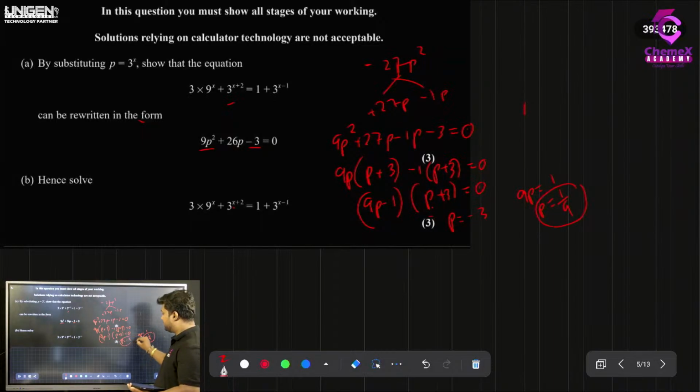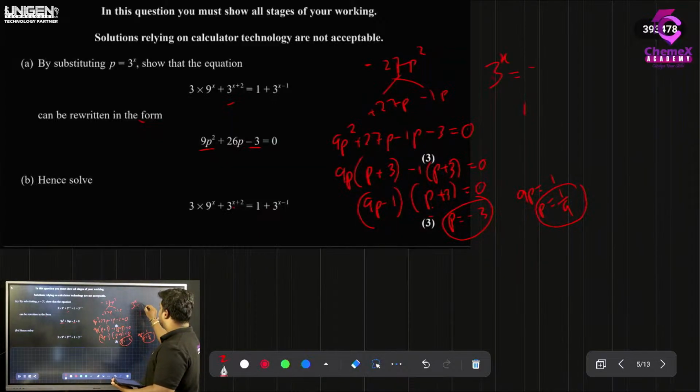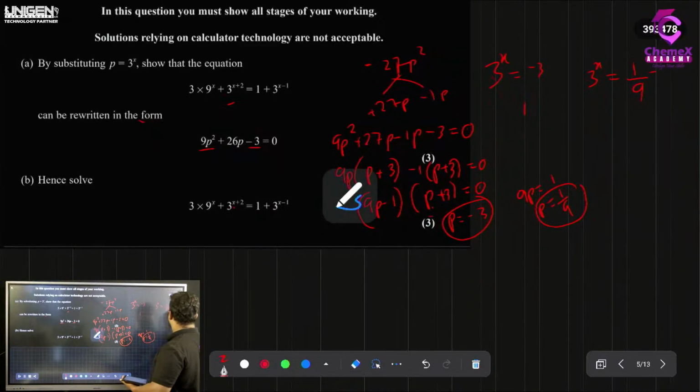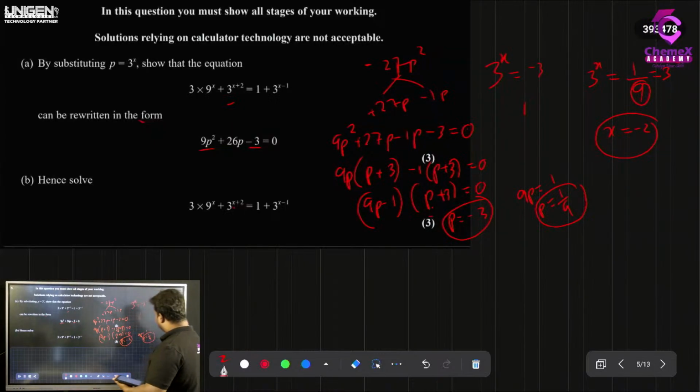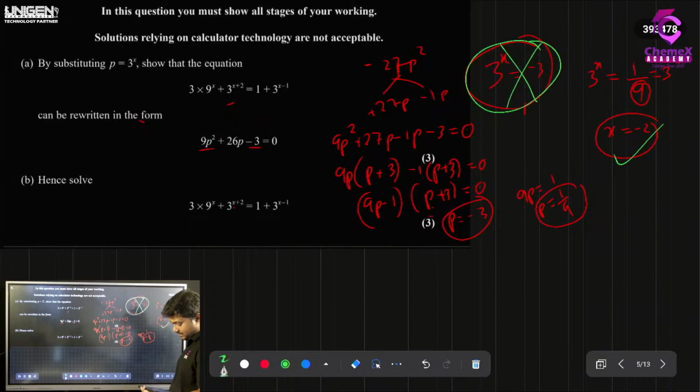So these are the two answers. Now what did we take for p? 3 to the power x is equal to minus 3 is one answer. Other answer is 3 to the power x equals 1 over 9. So 1 over 9 I can write as 3 to the power minus 2. So x is equal to minus 2 is one answer. Is there another answer? No. Because why? Can you put log here? Can't, right? Can you put log when you have a negative? No, you can't. So the only answer is this. Did you understand or not?